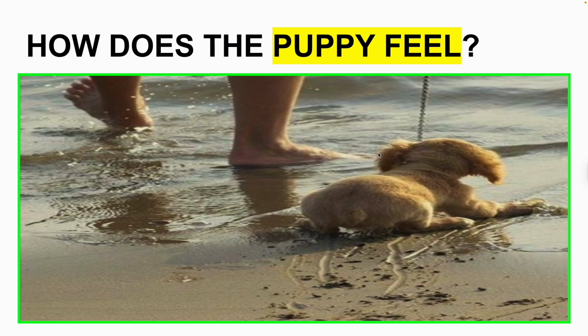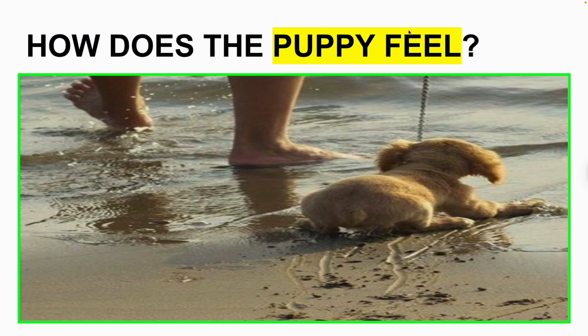From this picture, we have to identify what the question is. The question is, how does the puppy feel? Notice how puppy and feel are highlighted. We do something known as framing the question. And when we frame the question, or in this case, highlight it, we identify the nouns, verbs, adjectives, and adverbs. In this case, puppy is a noun and feel is a verb.